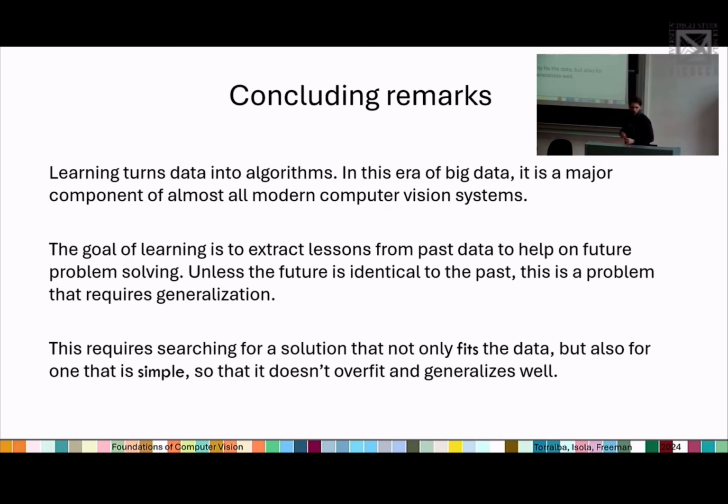So, concluding remarks about this part: learning turns data into an algorithm. And this is a major component of modern computer vision. The goal of learning is to extract lessons from past data. However, unless the future is identical to the past, this is a problem that requires generalization. And in general, as a very generic principle, this requires searching for a solution that not only fits, but is also simple, so that it doesn't overfit and can generalize well.